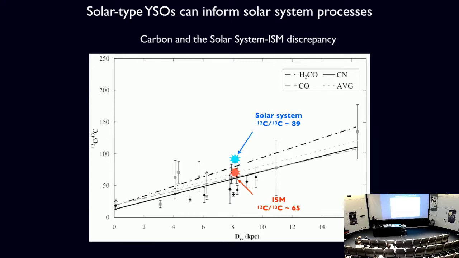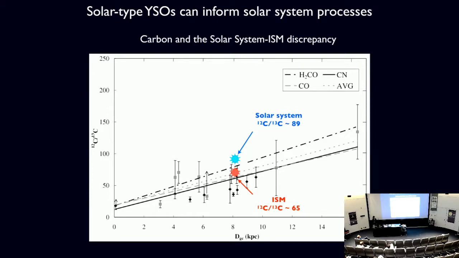Milam et al. 2005 is looking at the carbon. This is galactocentric radius, so this would be the galactic center. This is about where the solar system is. And the 12C/13C in the solar system is about 89, and the interstellar medium is 65. This is measured to within error, so we think this is a significant anomaly.